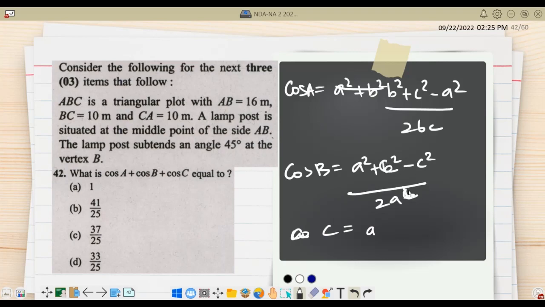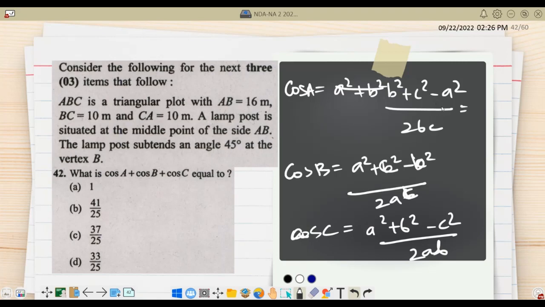Sorry, actually this is C square and then this is C. Cos C is going to be A square plus B square minus C square divided by 2AB. Right. So we're going to use these formulas.